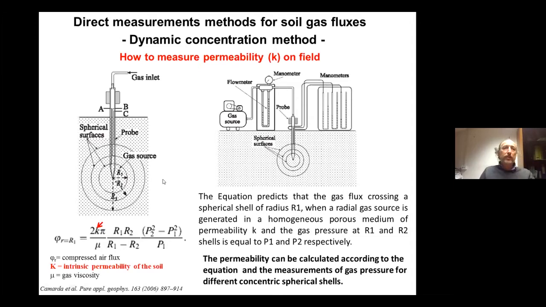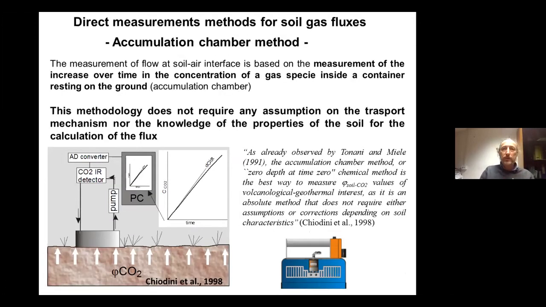The other method that is largely used in many applications is the accumulation chamber method, and this method allows us to measure the gas flux at the interface between the soil and the air. So we don't need to put anything into the soil, maybe disturbing the permeability, changing the pressure gradient. So we are using a pot that is placed on top of the ground, and if there is a gas flux from soil, the gas enters the chamber and increases the concentration of the gas inside the chamber.